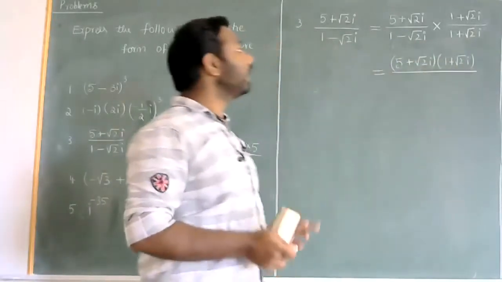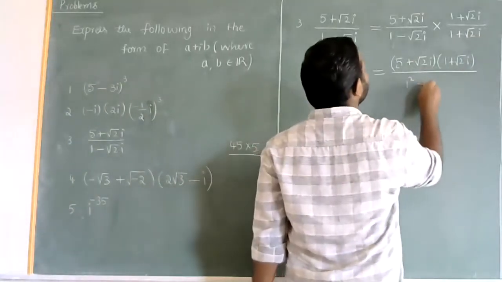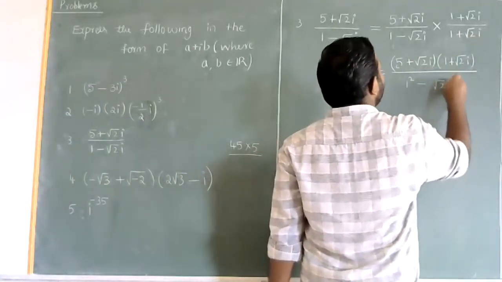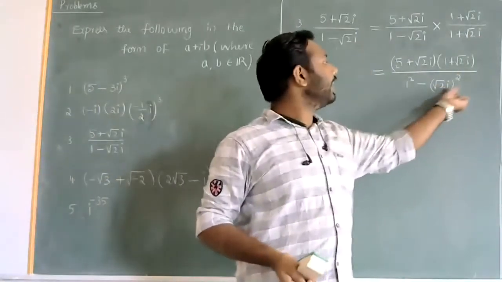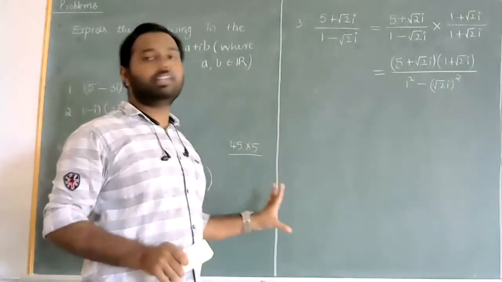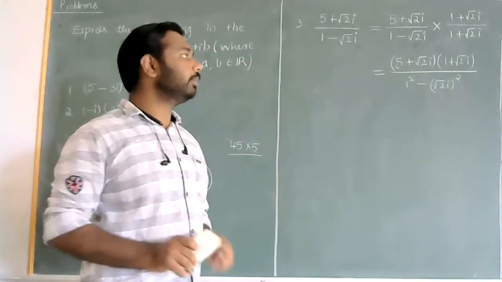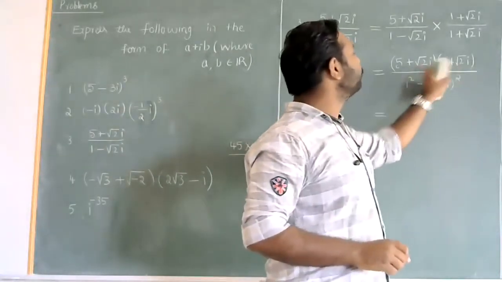A minus B into A plus B is A square minus B square. That is 1 square minus root 2i whole square. So see here I got an i square term. If you have i square, it will be minus 1, so i will be eliminated in the denominator. Now we have multiplication of two complex numbers.